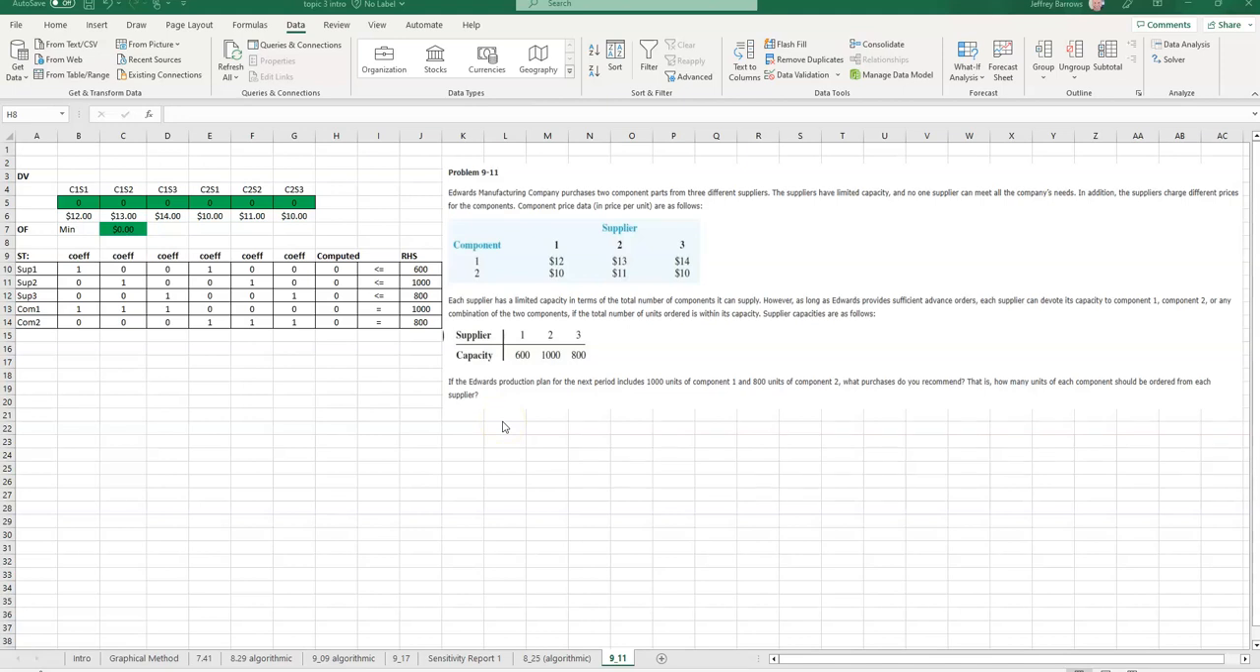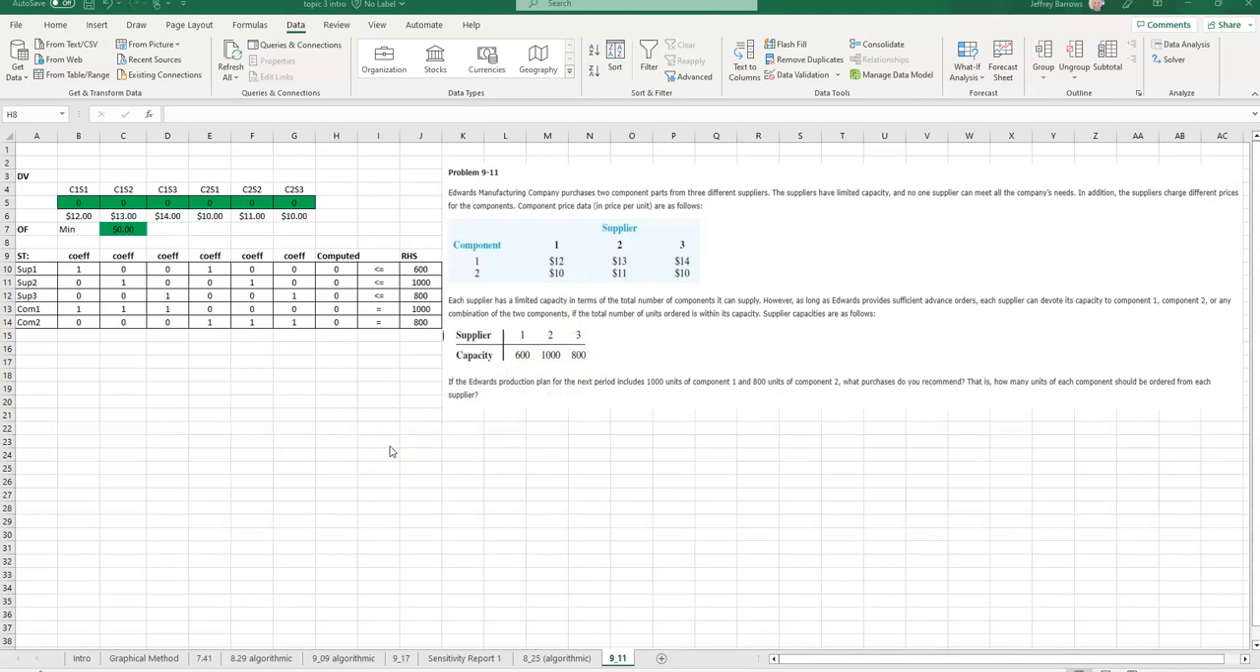However, as long as Edwards provides sufficient advance orders, each supplier can devote its capacity to component 1, component 2, or any combination of the 2 components, if the total number of units ordered is within its capacity. Supplier capacities are as follows. So supplier 1 can supply 600 components, supplier 2, 1,000 components, supplier 3, 800 components.